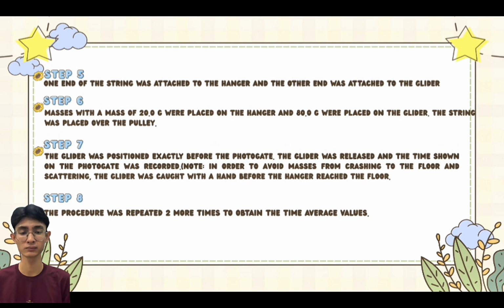Step 7. The glider was positioned exactly before the photo gate. The glider was released and the time shown on the photo gate was recorded. Note: in order to avoid the masses crashing to the floor and scattering, the glider was caught with a hand before the hanger reached the floor. Step 8. The procedure was repeated 2 more times to obtain the time average values.